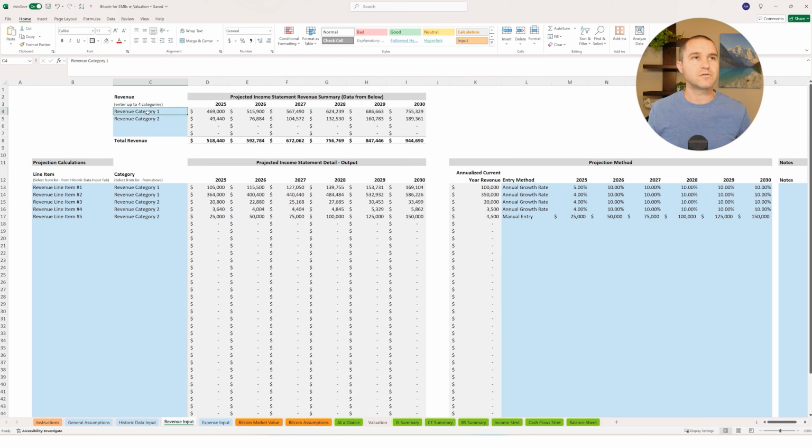So for example, you can change this. We change this to say products and services. Then we would come down here and we need to update our categories here to products and services.